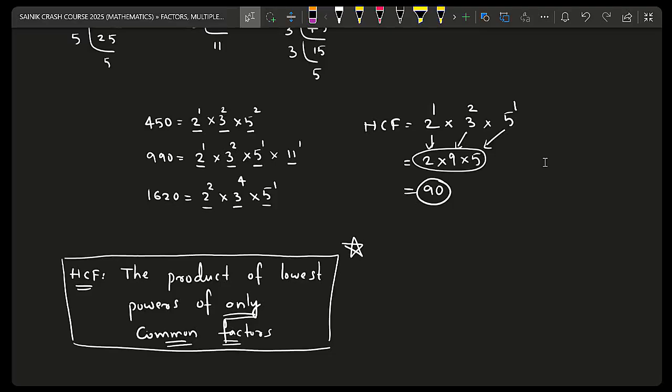We are going to discuss those properties after discussing LCM. First, we will discuss the methods of finding HCF and LCM. Then, whatever you are saying, that for co-primes the LCM is the product and the HCF is 1, everything we are going to discuss under the properties. Okay? Okay, sir.